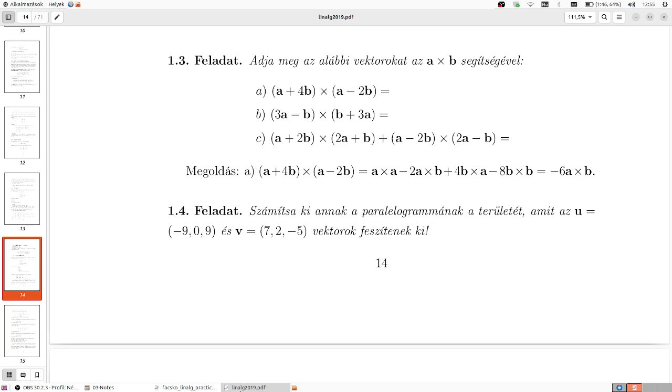A plus 4B cross A minus 2B. Is it good? Good. So what can we do? This vector product is distributive. So you can divide this operation into 2. Just draw this again.